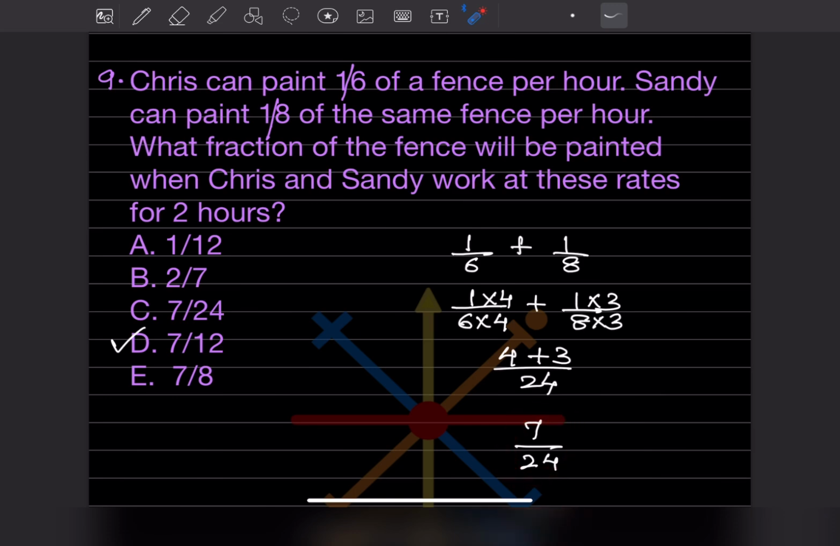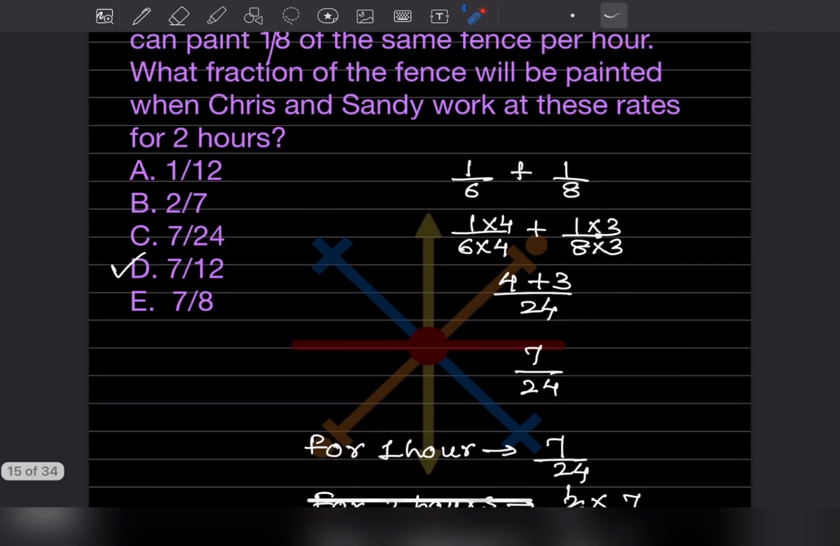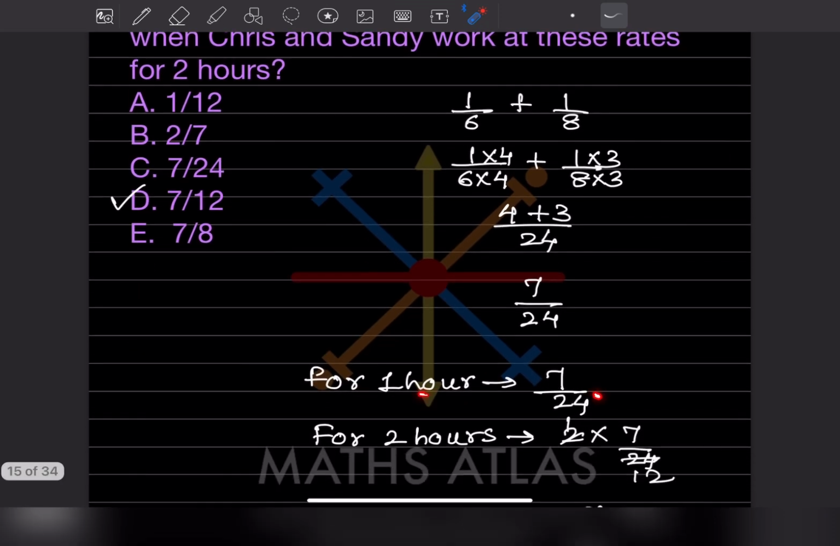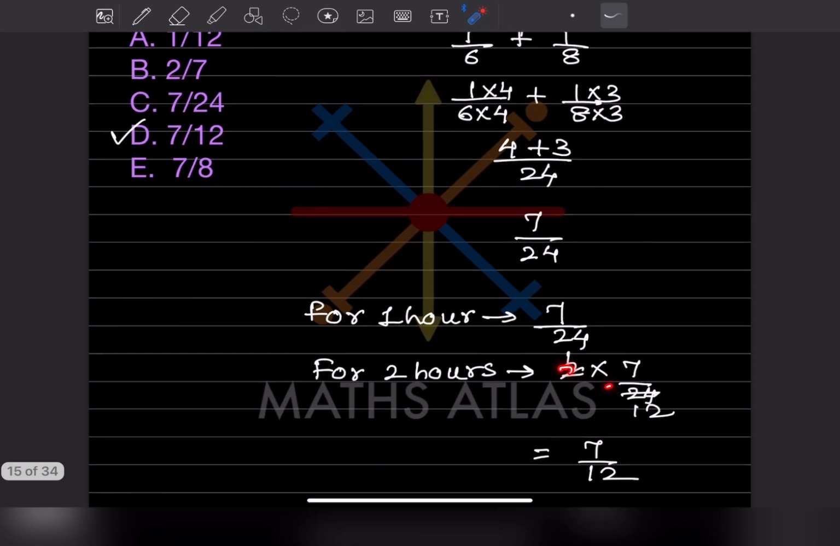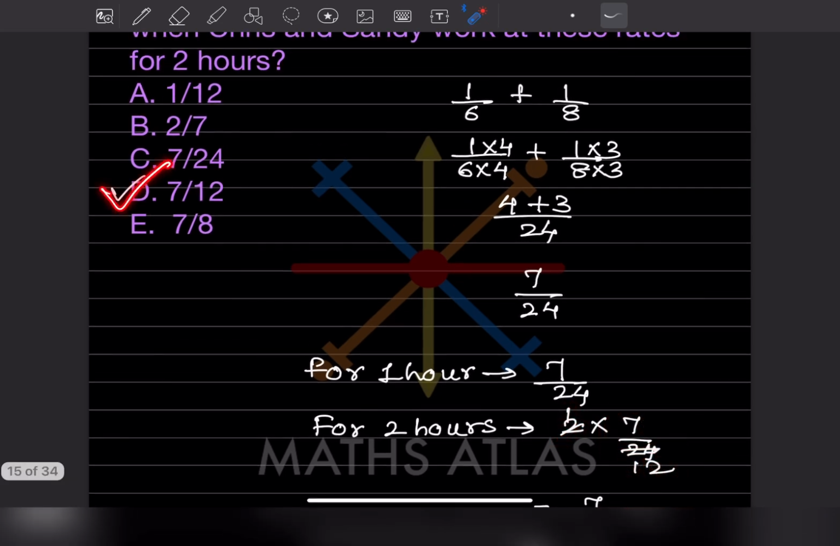So this actually, whatever we got here, is per hour, that means for 1 hour. For 1 hour, that is 7 by 24. So they asked for 2 hours. So for 2 hours, it will be 2 into 7 by 24. So 2 12s are 24, so the answer is going to be 7 by 12. So D is the option, 7 by 12.